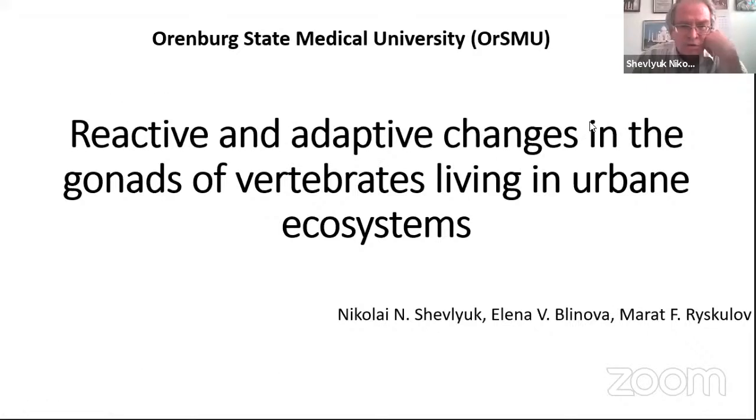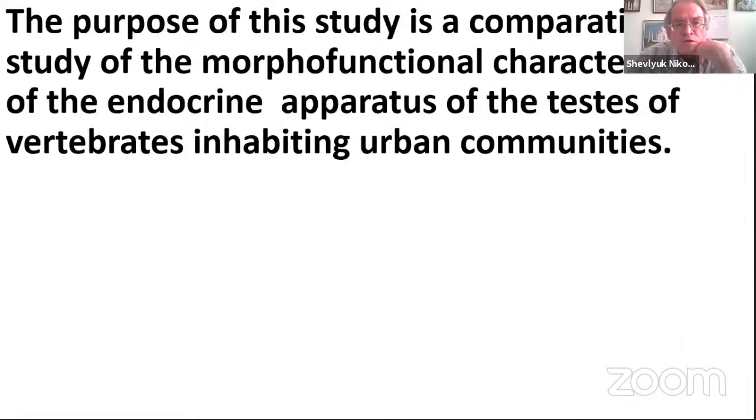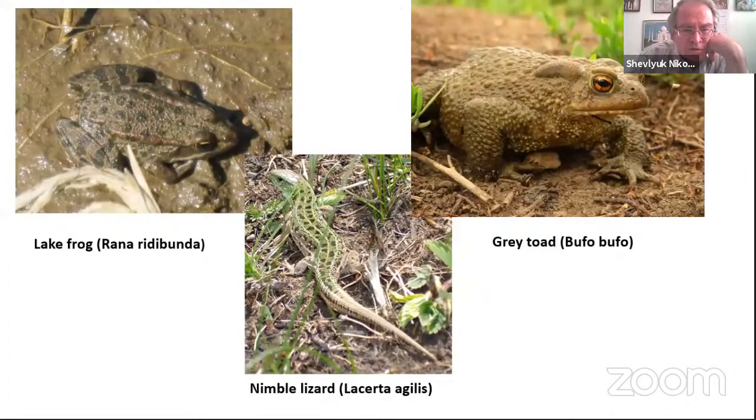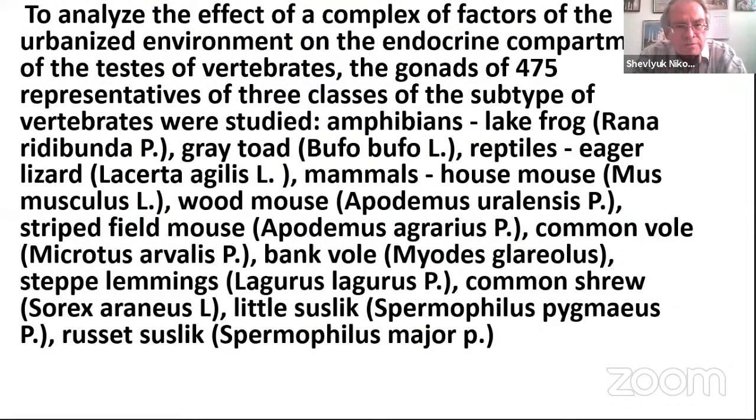Dear friends, my report is on the reactive and adaptive changes of gonads in vertebrates living in urban ecosystems. The purpose of the study is a comparative study of the morphofunctional characteristics of the endocrine and germinative apparatus of the testis of vertebrates inhabiting urban communities. This is the object: amphibians, two frogs and one toad, a reptile, one lizard, and mammals, mouse-like mammals and the ground squirrel.